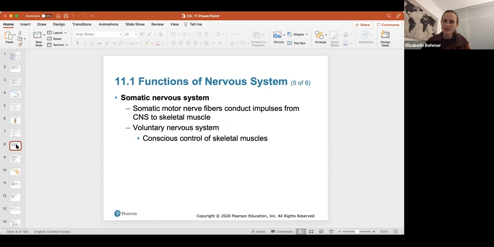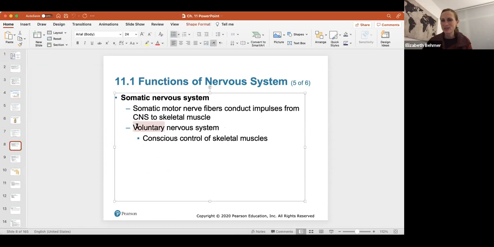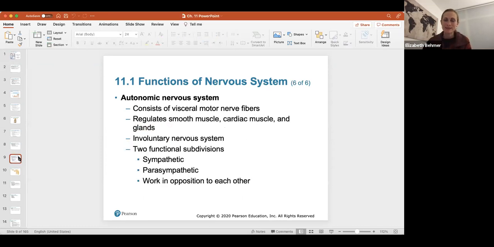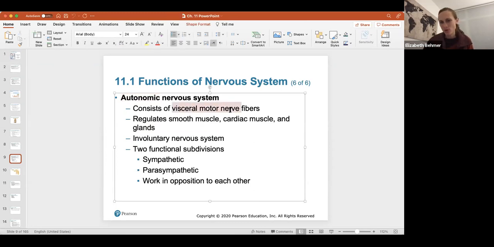So your somatic nervous system includes somatic motor nerve fibers that conduct impulses from the central nervous system to your skeletal muscles. And this is the voluntary nervous system, your conscious control of your skeletal muscles. So you're controlling this. Then the autonomic nervous system consists of visceral motor nerve fibers. So it's still part of that motor or efferent response, but these are going to your viscera and they're under involuntary nervous control because this is happening automatically, subconsciously, without you thinking about it.